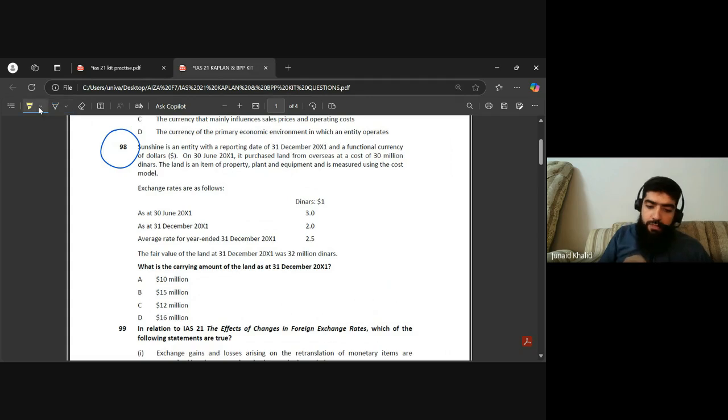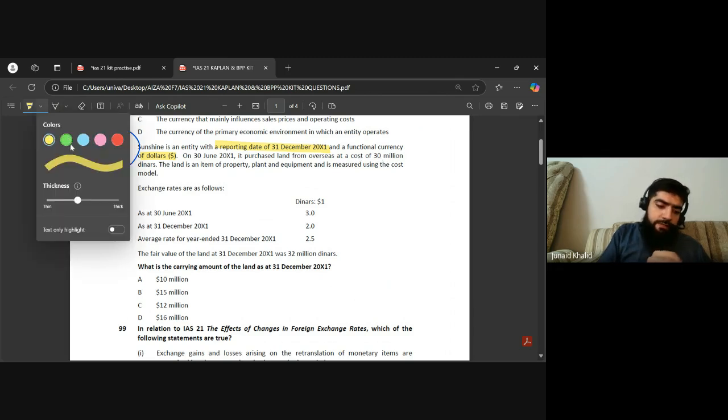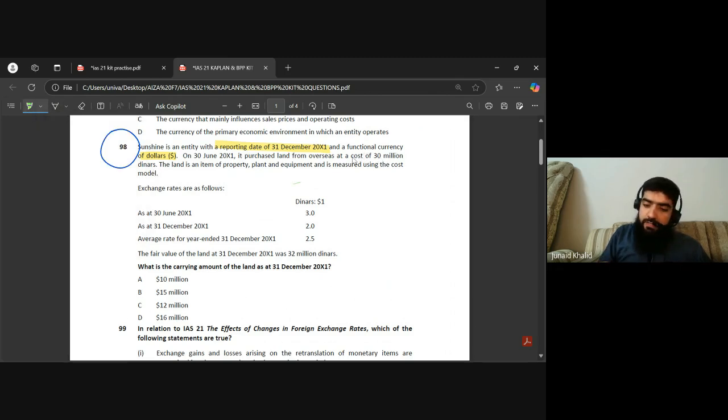Sunshine is an entity with a reporting date of 31st December 2001. That is the date of reporting, and the functional currency is dollar. So the first step is fulfilled. The examiner gave you clear identification that the functional currency is dollar. One more hint: you just see that this transaction is given in 30 million dinars, right?